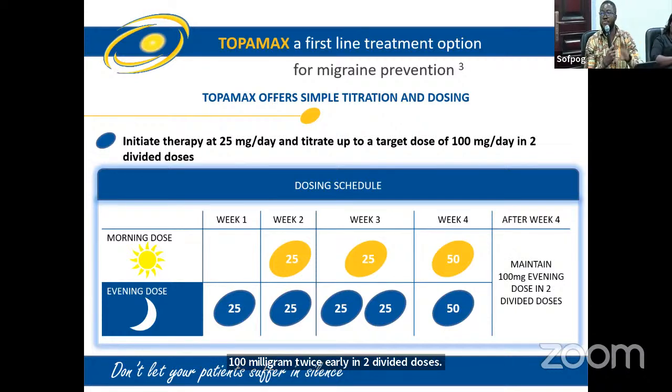For the first week, you do 25 milligram at night, and then the second week, you do 25 milligram in the morning, 25 milligram at night. Third week, you do 25 in the morning and then 50 at night. And then for the fourth week, you do 50 morning, 50 at night. And then you maintain the patient on that dose till you decide to taper them off.